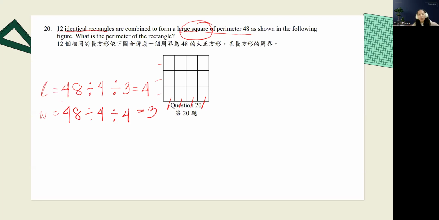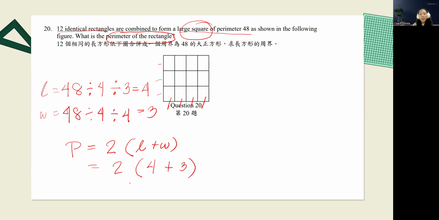Remember, the question is the perimeter of the rectangle. So perimeter is twice the length plus the width. We've already identified the length and the width. The length is 4, the width is 3. So 4 plus 3 is 7. 7 times 2 is 14. So 14 is our final answer. That's it for number 20.